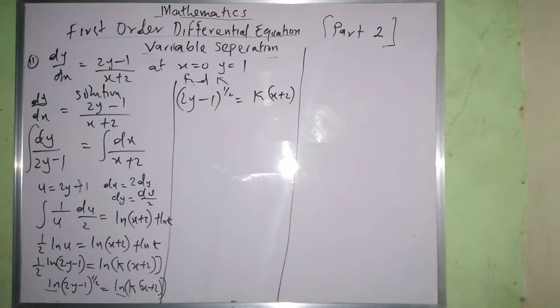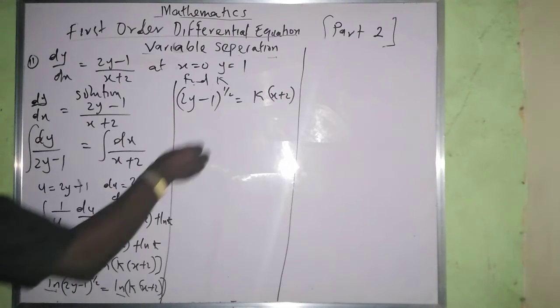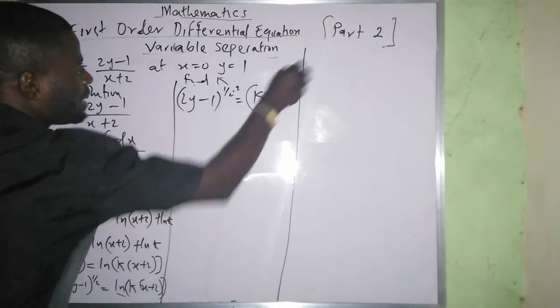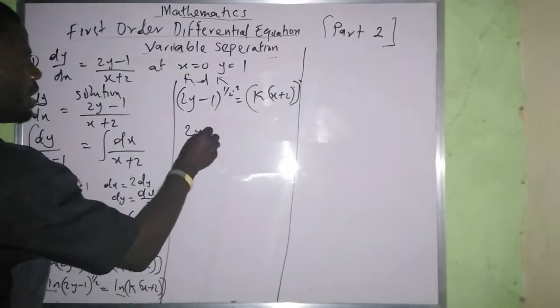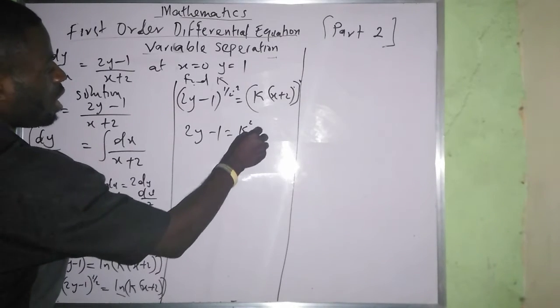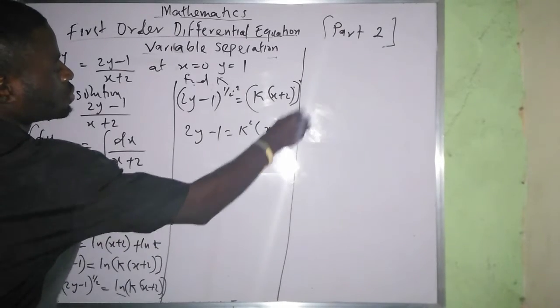Since I have this, what can I do next? If I decide to multiply both sides by 2, there won't be any problem. It means I'll be having 2y minus 1 equals k bracket of (x plus 2) all squared.